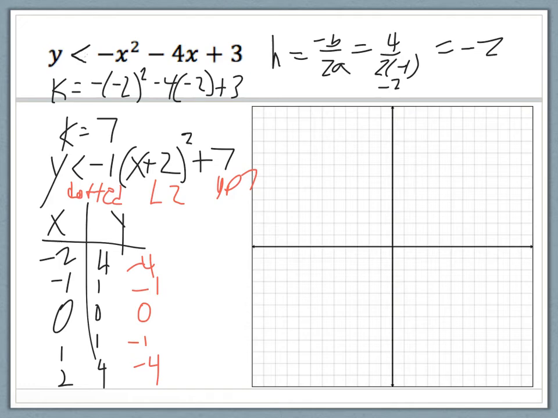So I'm going to go ahead and put my graph, so make my parent function. Remember, if you don't need to put your parent function, you don't have to put it. You can just shift it if you kind of see that. But there's our parent function, and I'm going to shift all my points to the left 2, up 7. Okay, so I shifted all my points. Now I notice that it is a dotted line, so I'm going to put a dotted line.